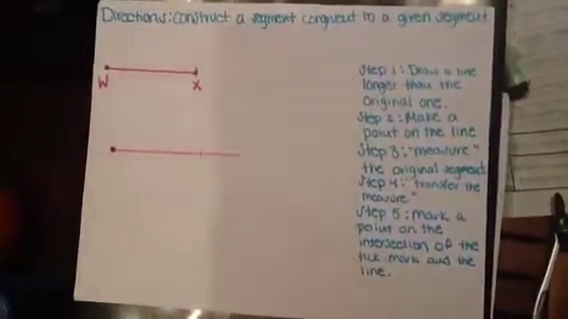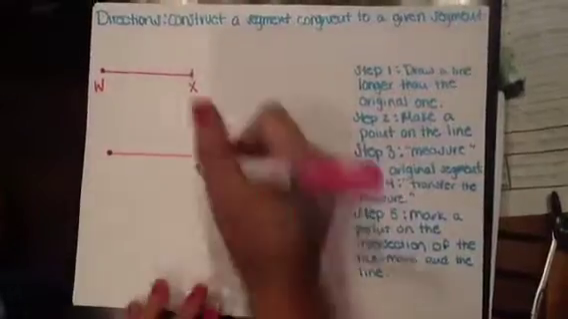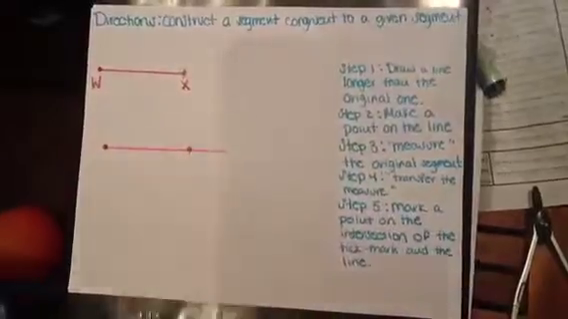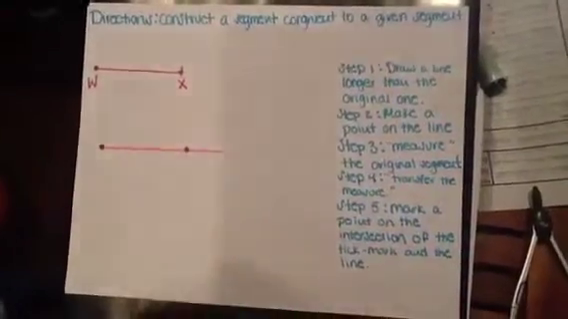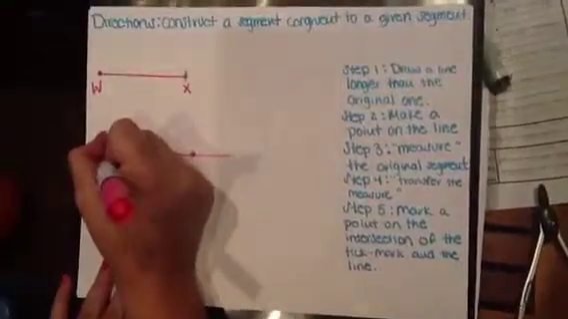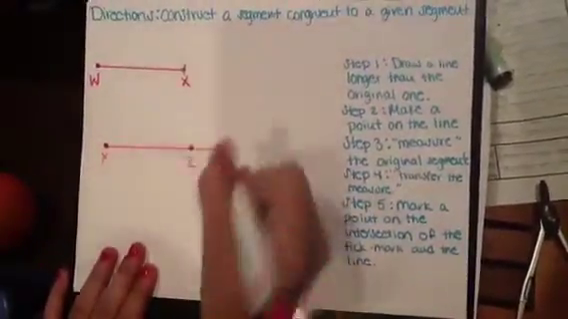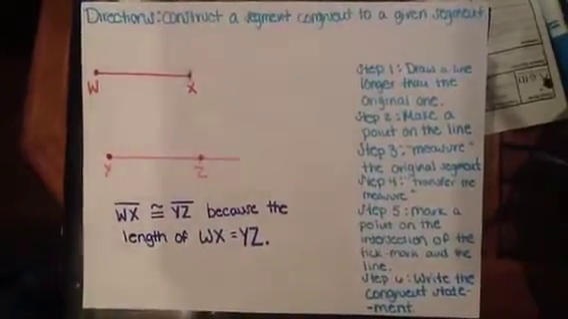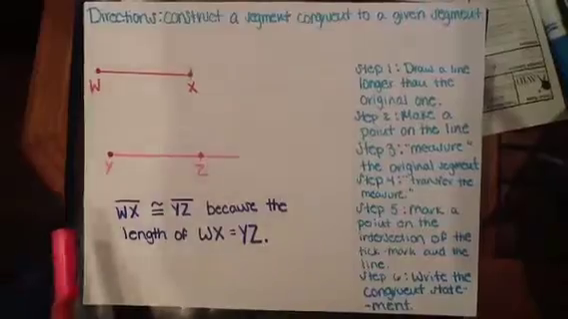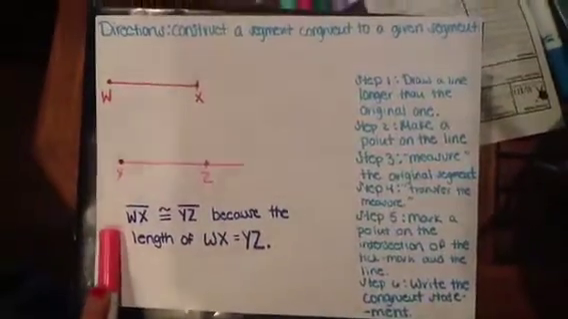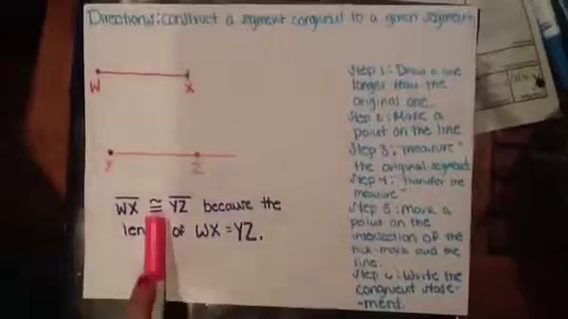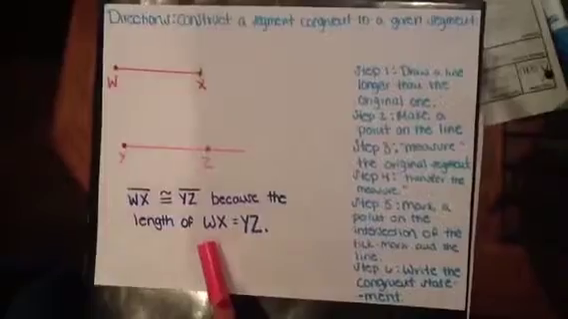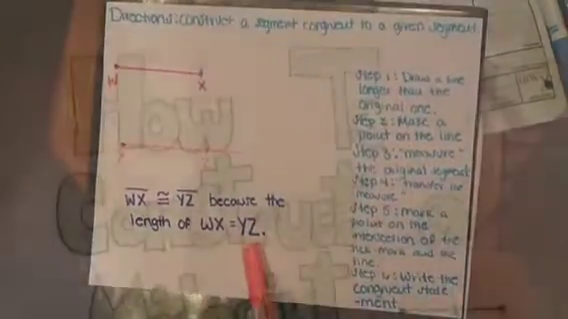Now we're going to mark a point on the intersection of the tick mark and the line, and name it YZ. Finally, we're going to write the congruent statement, which is the segment WX is congruent to segment YZ because the length of segment WX is equal to the length of segment YZ.